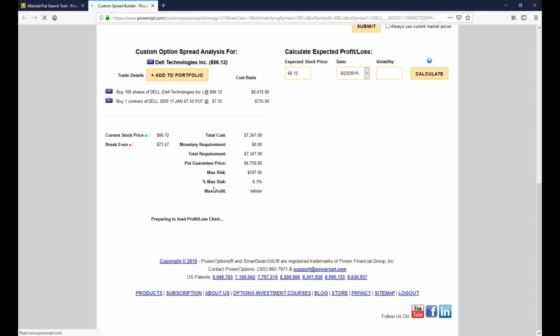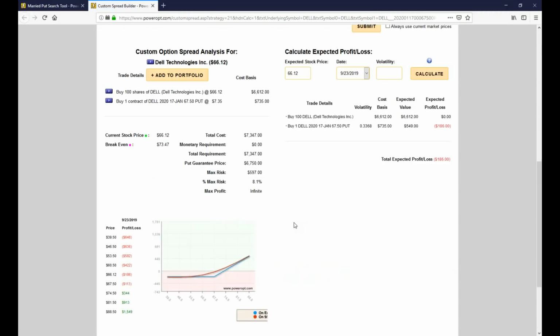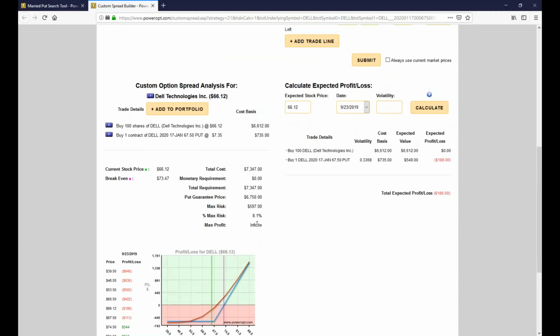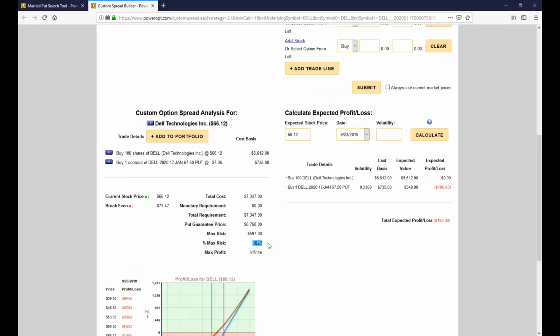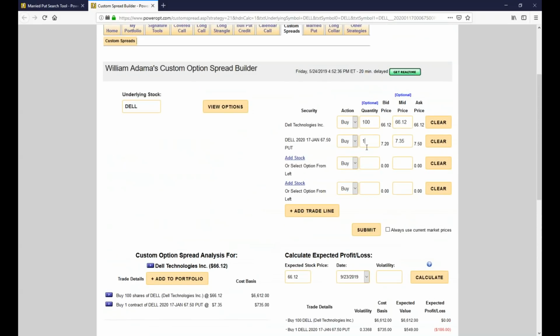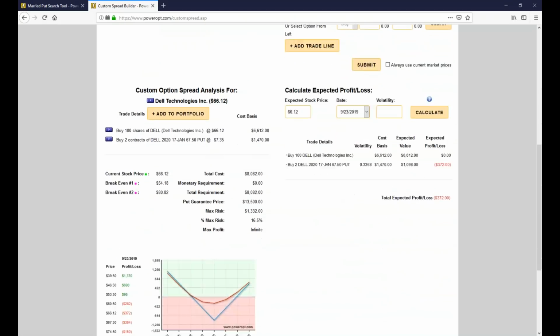So let's go to the profit and loss chart. This would be my standard structure for a married put, a little bit lower at midpoint at 8.1%. Again, this is still pretty high for what I would use. I like to keep my single-digit risk below about 7.5%. Personal preference. Now, what if instead of buying 1, I bought 2? Okay. Well, this does create that synthetic strangle.